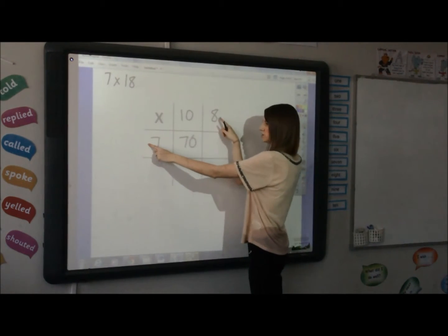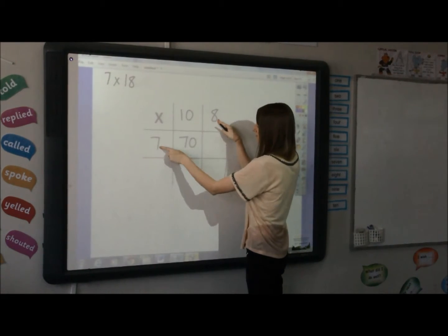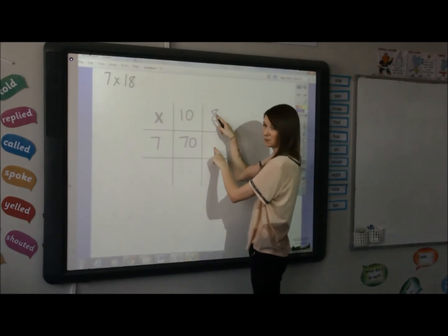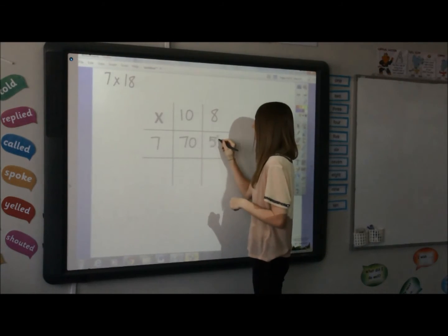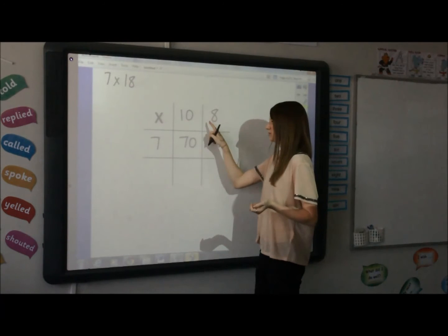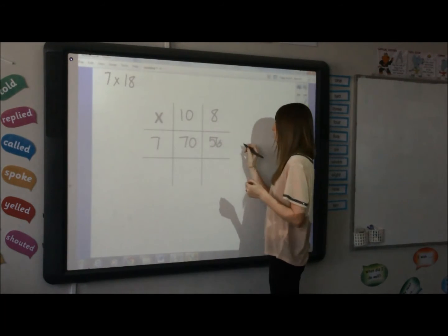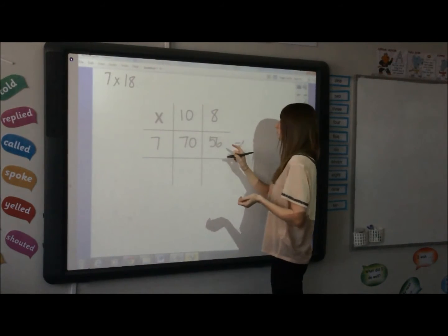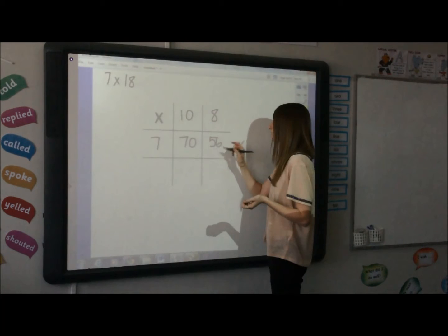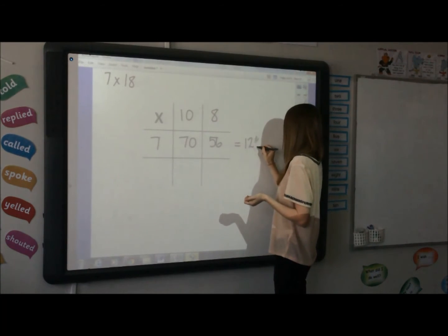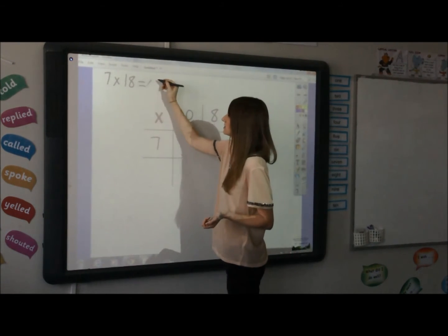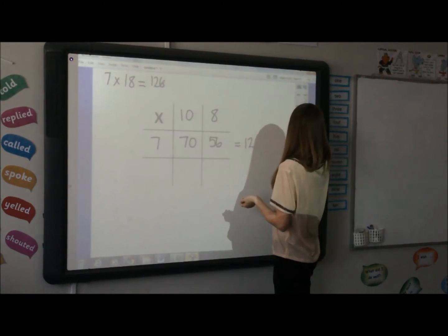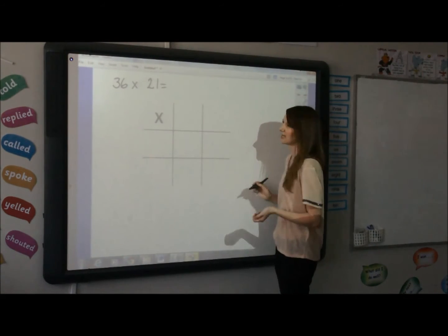So then I would move on to do multiplying the two units. So I carry my finger across from the 7 and I come down from the 8. So I am multiplying 7 by 8, so that would give me 56. Once I've multiplied those two numbers, I then need to add those two numbers together. So I generally put an equal sign on the end, and then I would add 70 plus the 56, which gives me 126. So my answer to 7 times 18 would be 126. Moving on to the second example.